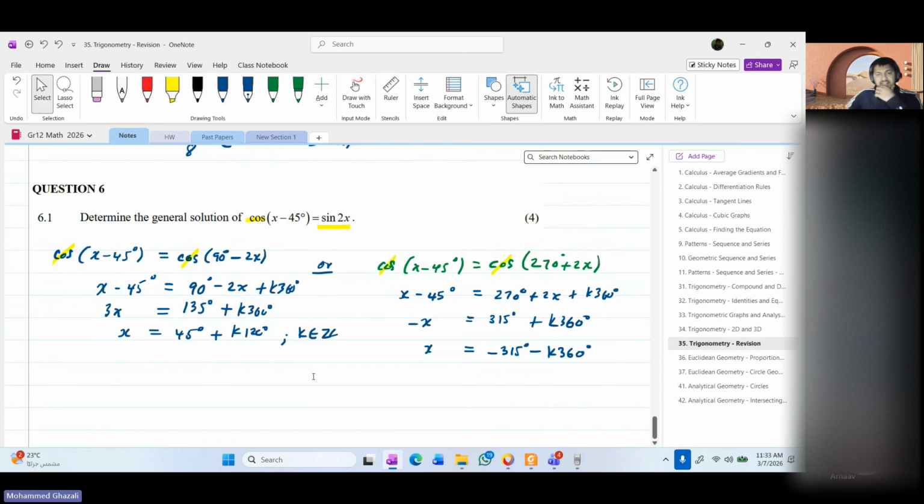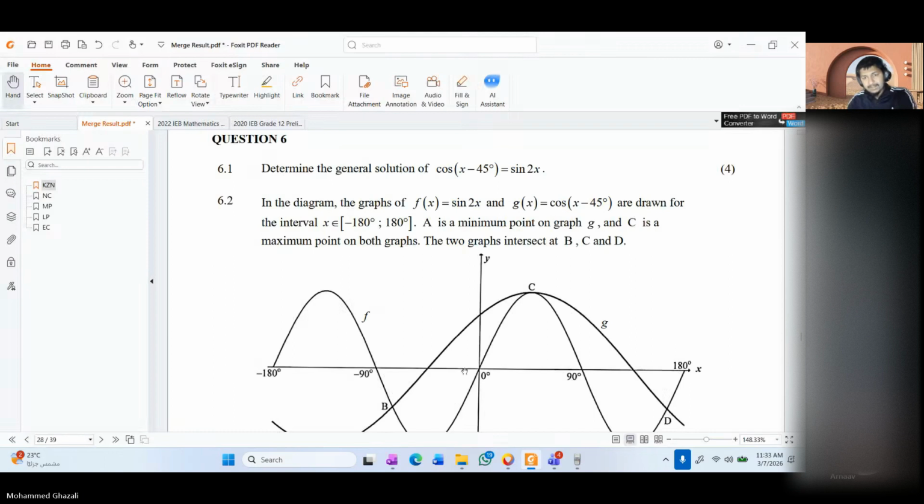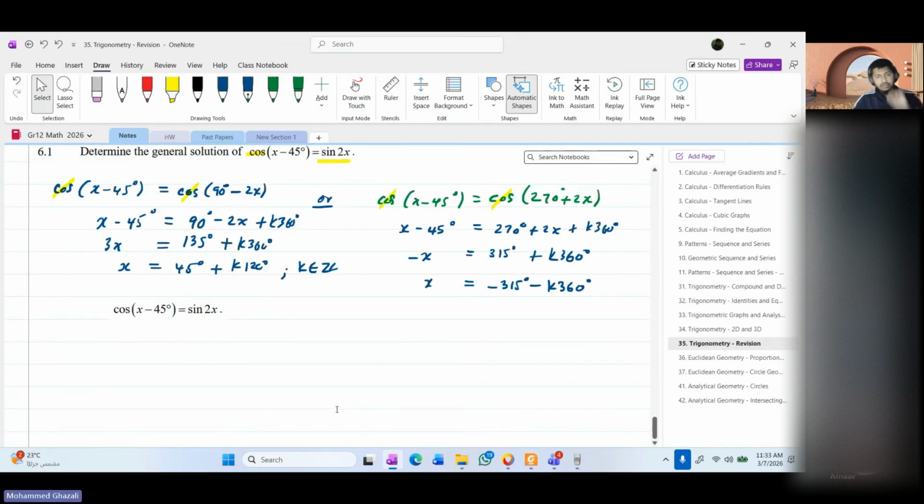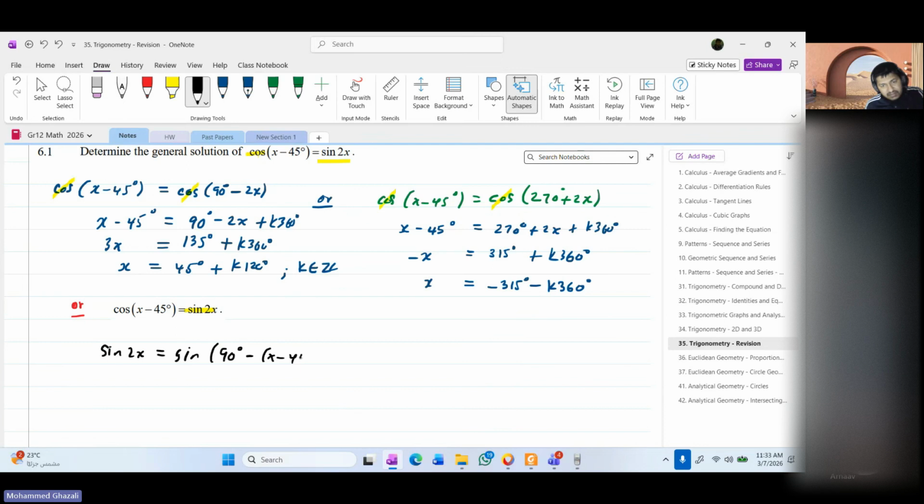Look, you could have kept the sign and then changed it. So remember, I'm going to show you the other trick as well. See, that was changing the... what about this? If you don't want to use 270, then you always need to change the cos, keep the sine, okay? So when you say sine 2x is now equal to sine of 90 minus the angle, which is x minus 45, okay?